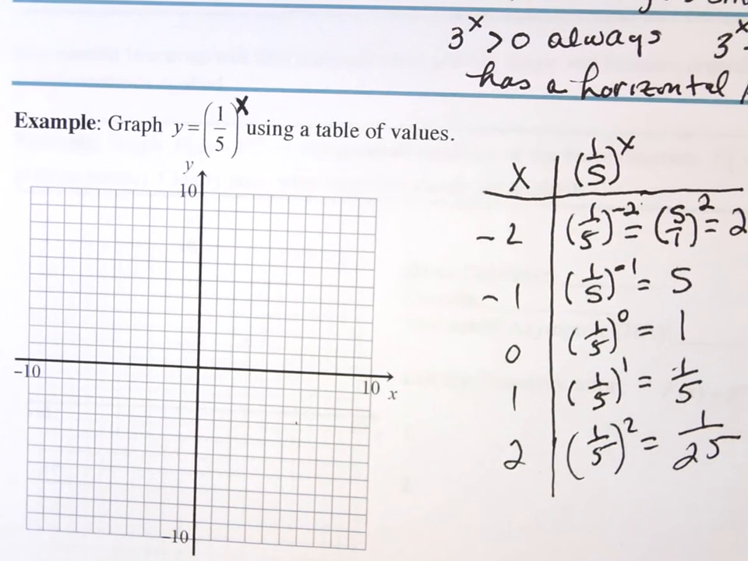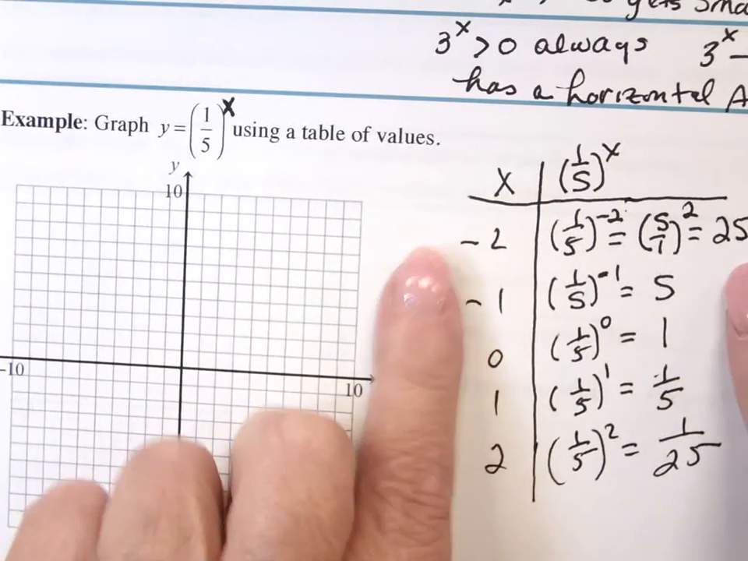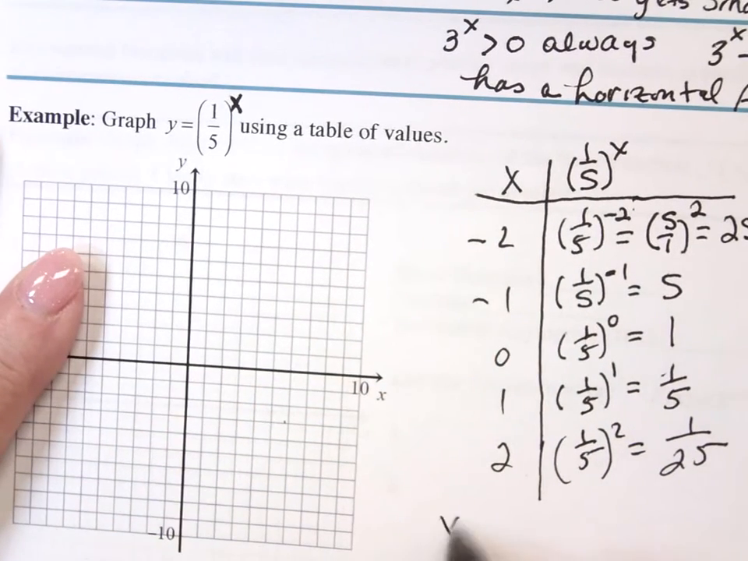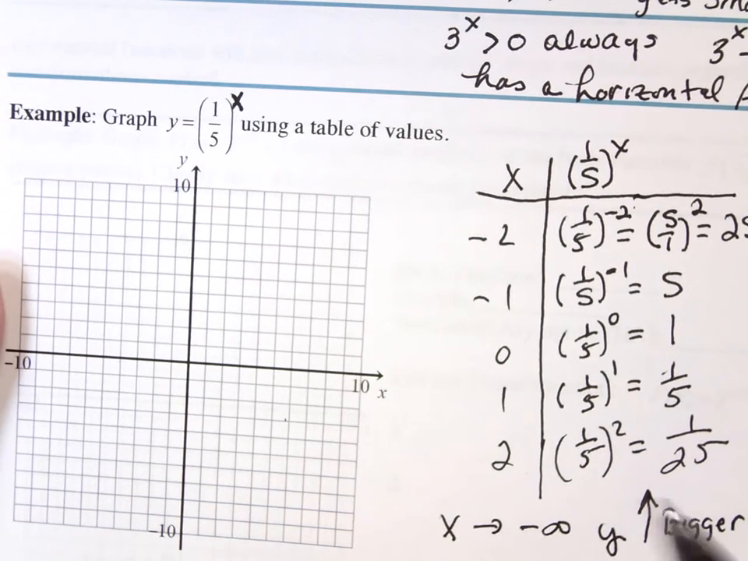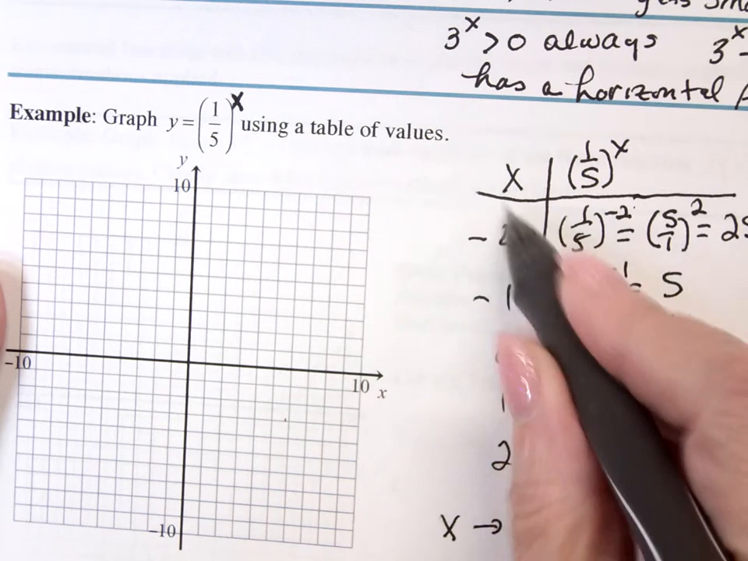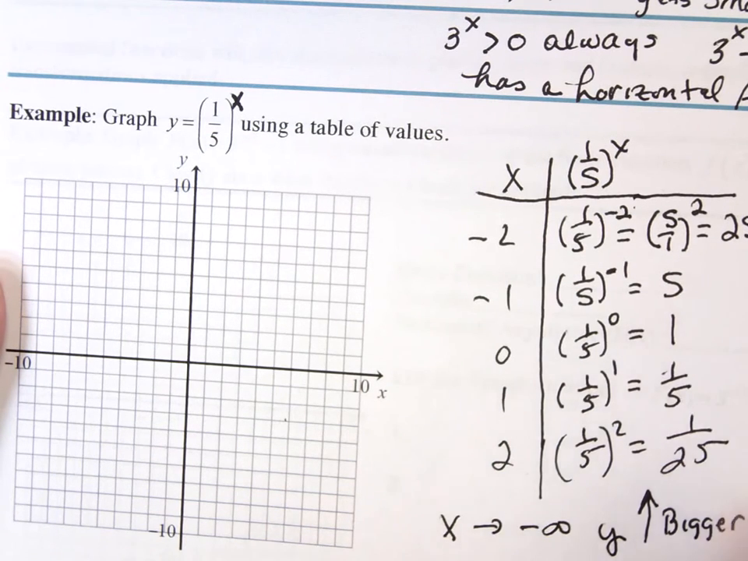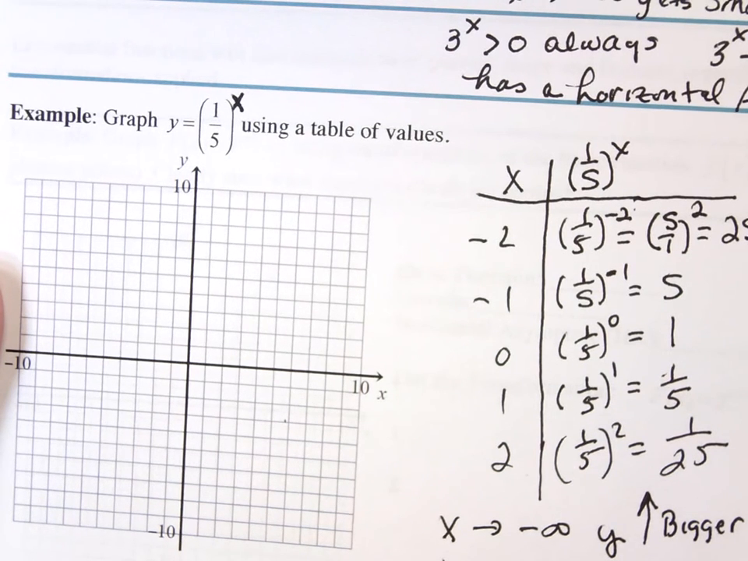So now you notice as x goes to negative infinity, my y values are getting bigger. And so as I get more negative, the y's are getting bigger. And as x goes to infinity, my y's are getting smaller.